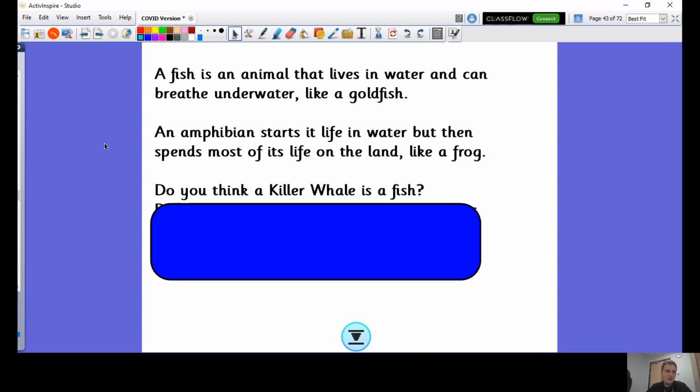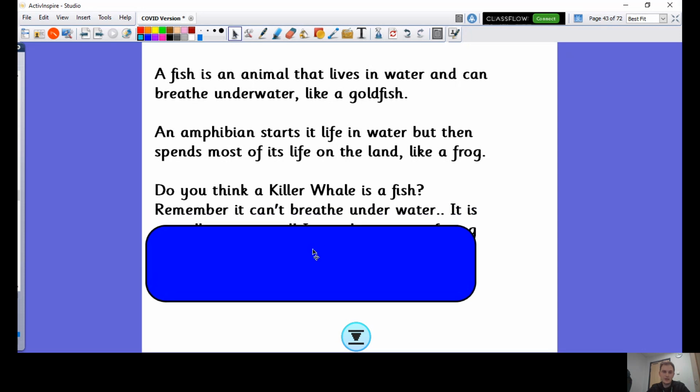So this got me thinking, do you think a killer whale is a fish? Now, lots of you know that a killer whale is one of my favourite animals. Okay, but is it a fish? Remember, looking back at that definition, a fish is an animal that lives in water and can breathe underwater like a goldfish. Do you think a killer whale is a fish?